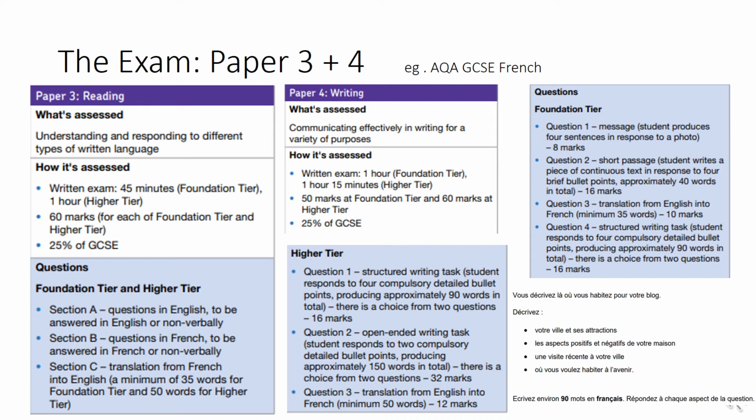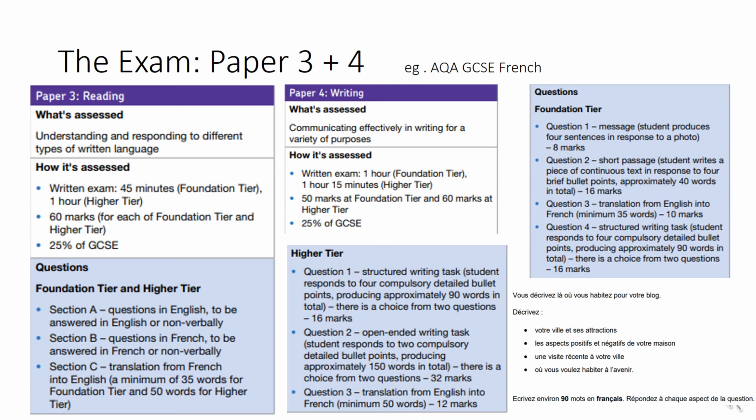Meanwhile, for foundation, question 1 is a message in which you'd produce 4 sentences in response to a photo, similar to the photo card activity in your speaking exam. Question 2, you'd write a short passage, which is approximately 40 words, in response to 4 brief bullet points. Question 2 will be marked out of 16. Your third question will be a translation from English into French, which is worth 10 marks. And finally, you have question 4, which overlaps with question 1 of the higher tier, as a 90-word essay, from which you have a choice between 2 questions, and is also worth 16 marks.